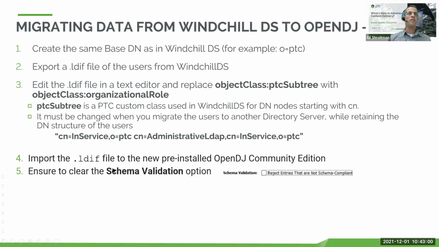Once that's done, you need to create the same base DN that was created in the Windchill DS. Use the same exact name that you used there, and export the LDAP file of the users from the Windchill DS. There is some slight change that you need to make in this file. Just replace this object class with this one here that's being mentioned here.